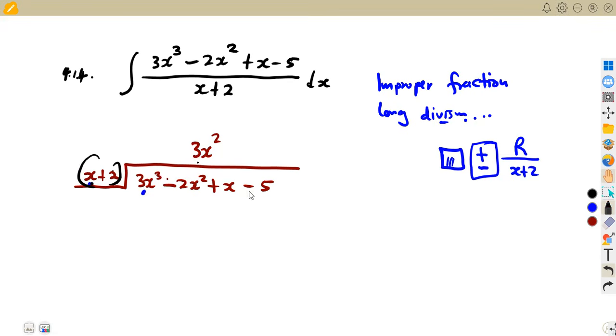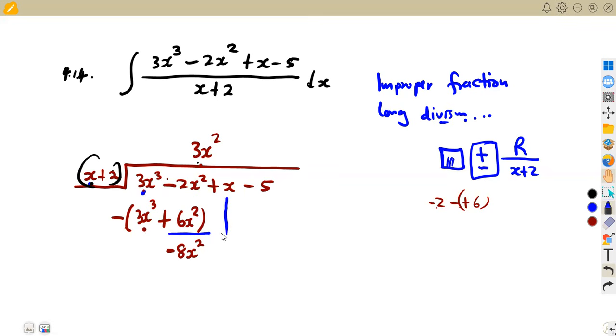So it's 3x squared times x, which is going to give us 3x cubed, 3x squared times a 2, which is going to give us 6x squared in this case. All right, then remember, subtract. You multiply back, you subtract: 3x cubed minus 3x cubed, that's a 0 there, minus 2x squared minus 6x squared. So it's minus 2 minus plus 6, which is minus 2 minus 6, which is minus 8. So this one is going to give us minus 8x squared. All right, so that is what we are going to have in the first stage.